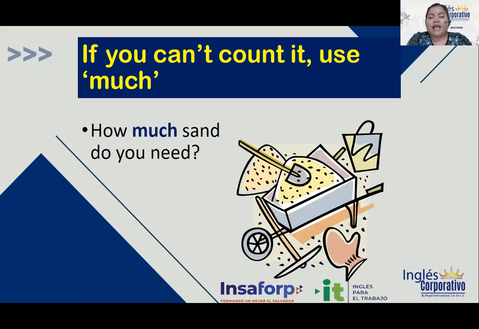How much sun do you need? I need a lot of sun, right? I need a lot of sun. But you cannot count sun. Imagínense contar todos los granitos de arena. That would be crazy, right?